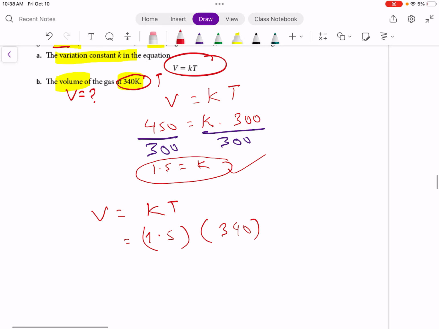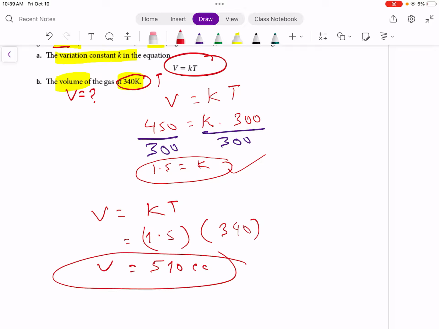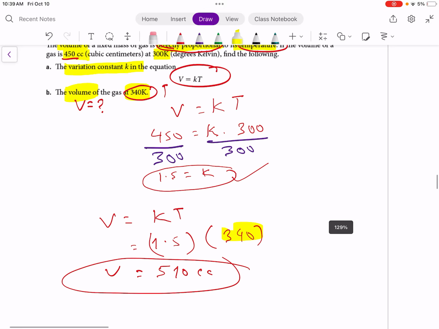And 340 times 1.5, what is 340 times 1.5? 510. Okay, 510 cubic centimeters is the volume of gas when its temperature is 340 Kelvin. Okay, so this is how we can use this.